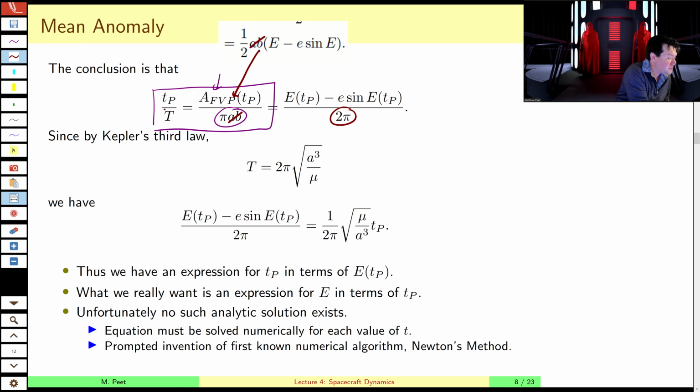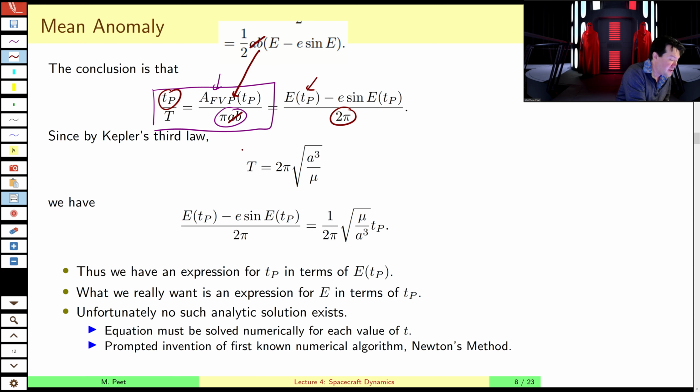And so we have an expression now for a relationship between time on the one hand and eccentric anomaly on the other. And so this allows us, of course, to go one direction. It allows us to calculate T as a function of E, but at this point, it doesn't let us go the other way. But let me come back to that in a second.